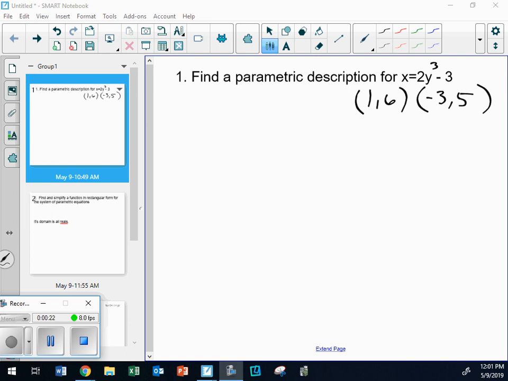So to start with, this one. Find a parametric description for this. And I remember telling you before, when I gave you an equation that said y equals blah, blah, blah, I said x equals, repeat after me, x equals t. But then this one doesn't really go like that. Okay, I'm going to pause for a second while you give this one a try.